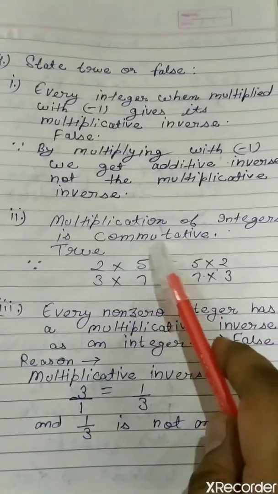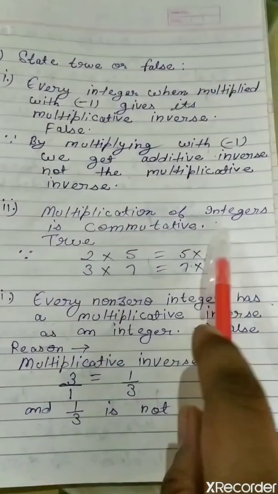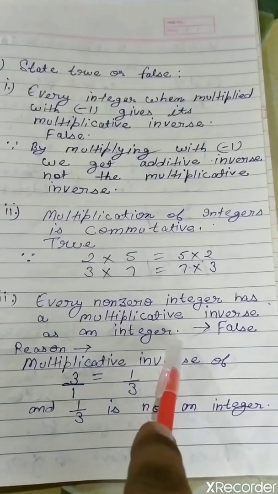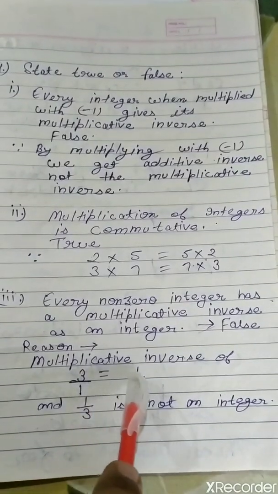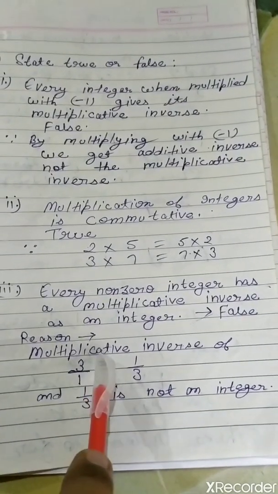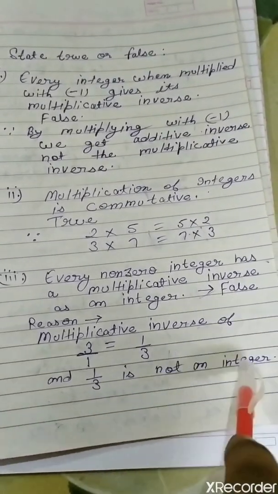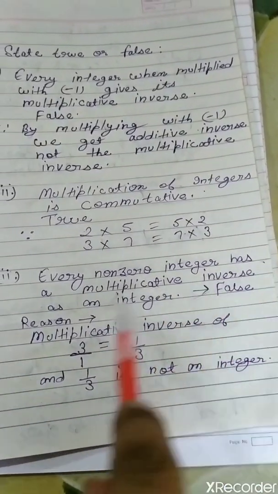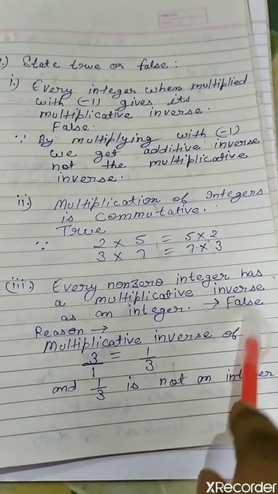Now you will see, multiplication of integers is commutative. Yes, true, it is. Order we are changing, then also product is same. Every non-zero integer has the multiplicative inverse as an integer. That is false, because for example the multiplicative inverse of 3, that is 3 by 1, means reciprocal, is 1 by 3, and 1 by 3 is not an integer. So here, every non-zero integer has a multiplicative inverse as an integer is false only.